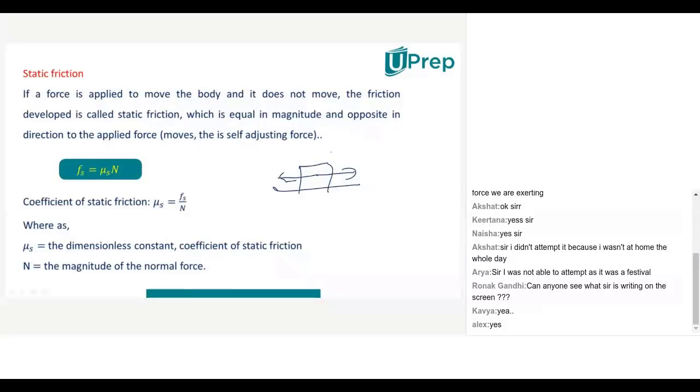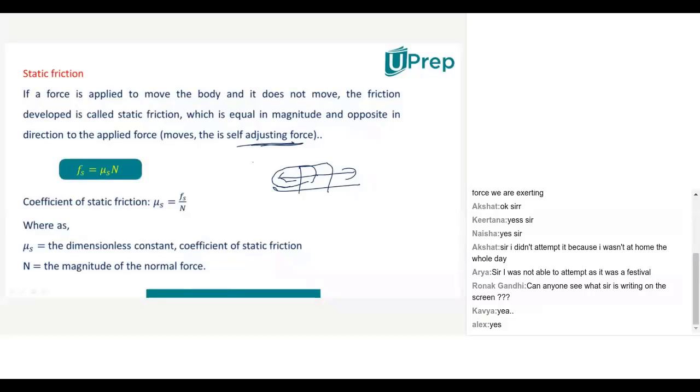Very good. The object will move. So when will the object move? Until it becomes an unbalanced force. So that means up to a certain limit, the force we applied and the frictional force will balance with each other. And to balance, this frictional force goes on adjusting itself. That's why we are calling it a self-adjusting force.